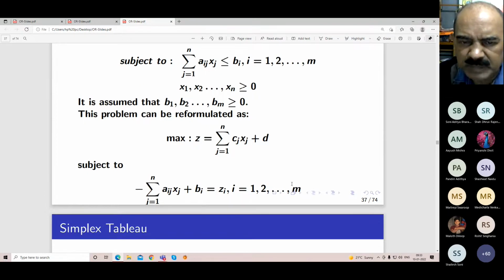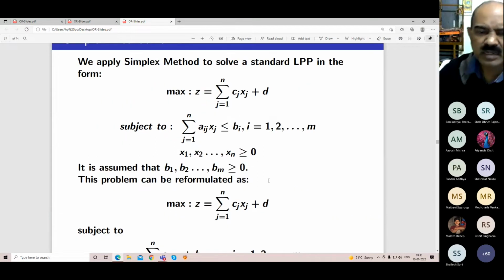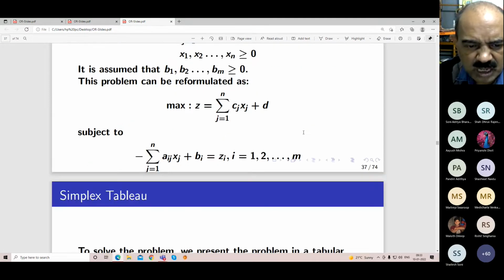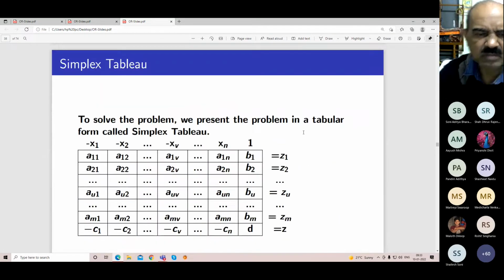So once we are presenting in this form, there are m such constraints. So we will transform these constraints to m such equations. Then we will put them in a simplex table. How do you put a simplex table? Let us see. So our table is like this.